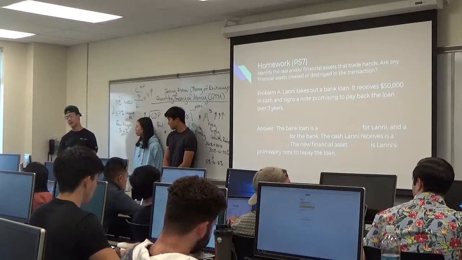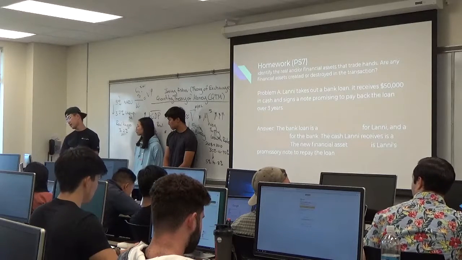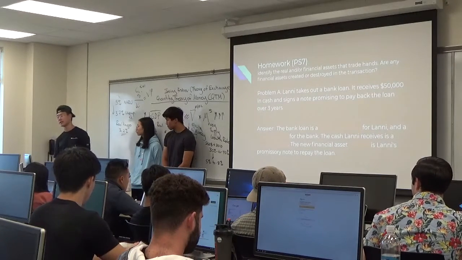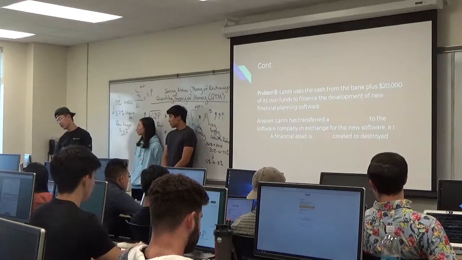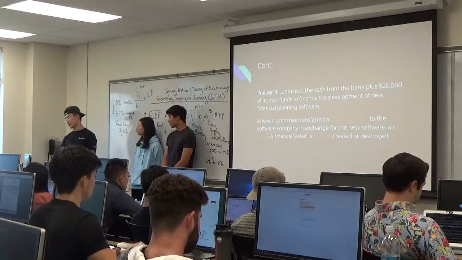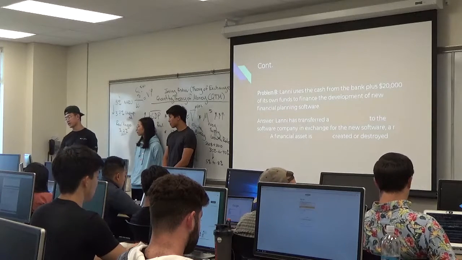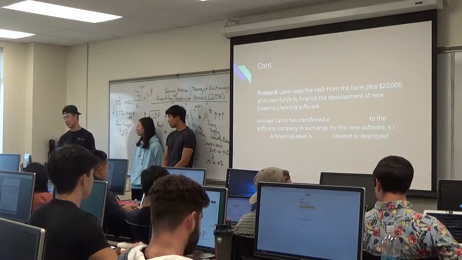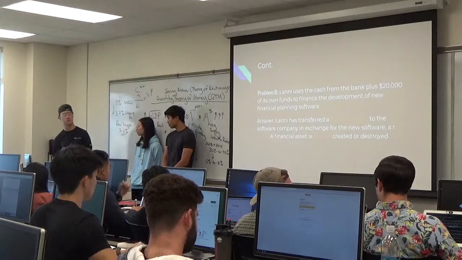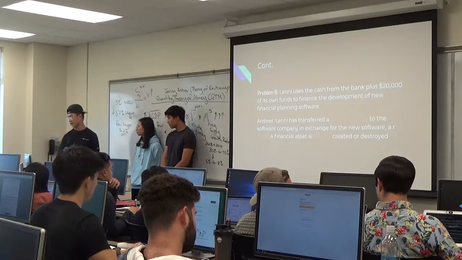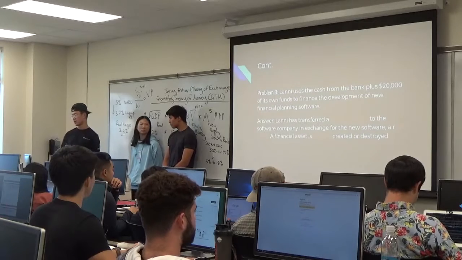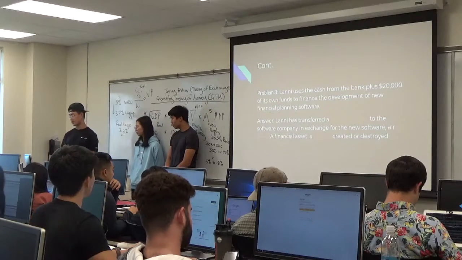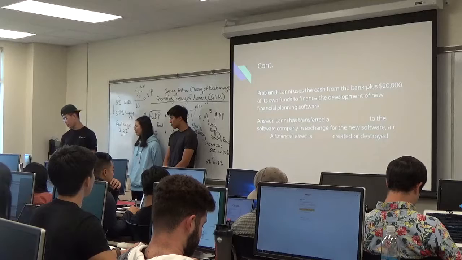Cash that was received by Lanny is a financial asset, and the new financial asset is then created. Scenario B: Lanny uses the cash from the bank plus $20,000 of its own funds to finance the development of new financial planning software. So basically, Lanny transferred a financial asset to the software company in exchange for a new real asset, and the financial asset was either created or destroyed.